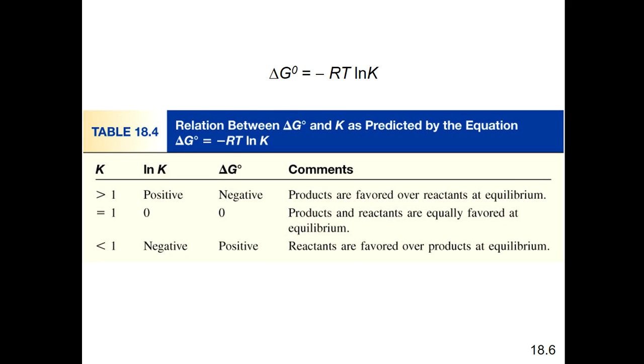When K is equal to 1, the natural log of K is equal to 0, and therefore the delta G under the standard state conditions is also equal to 0, which tells us that neither the products nor the reactants are favored one over the other.